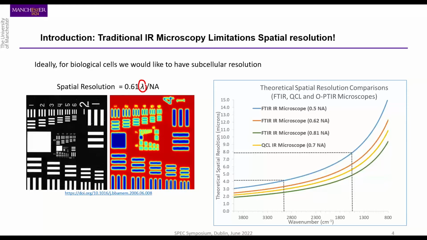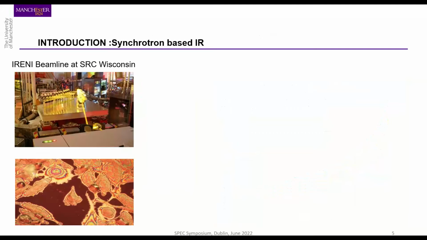So if you're working at the high end of the spectrum, it might not be too bad, but if your information is relevant down here, suddenly your spatial resolution really deteriorates. So it's quite important to bear that in mind when you're analyzing images. We've been trying to get around this for a long time.